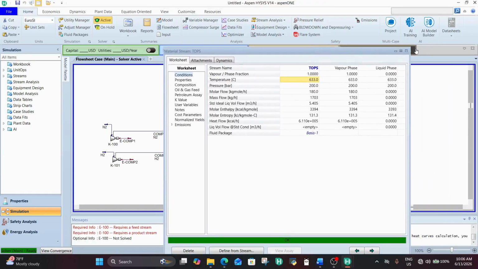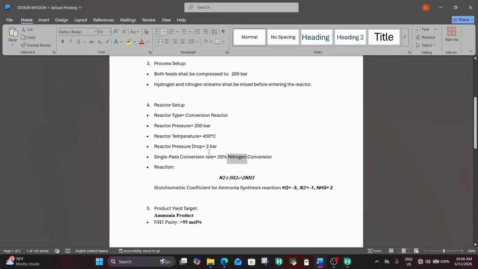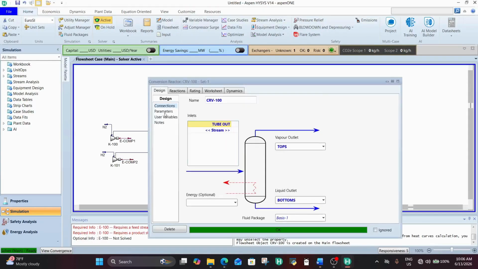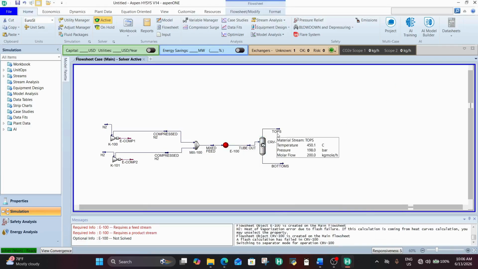And our pressure drop, which we failed to specify. What was our pressure drop again? 2 bar. So we failed to specify that. We can just go back. Pressure drop 2 bar. And you can see it reflects 200 bar inlet pressure, 198. And you can see how it affects the pressure.